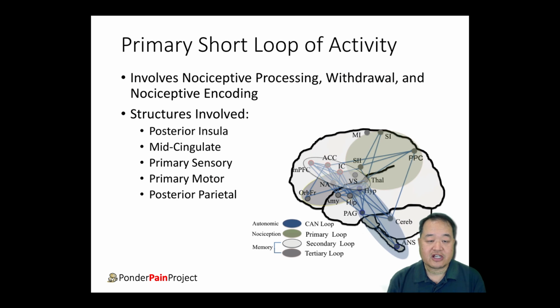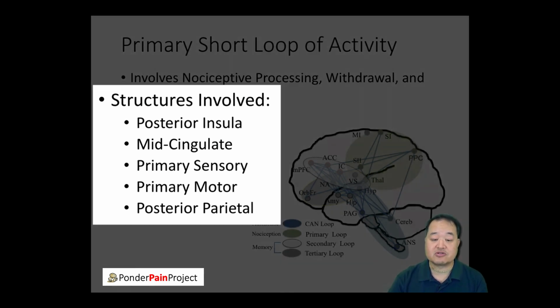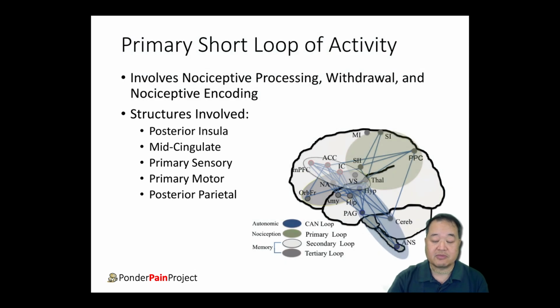So if we look at the primary short loop of activity, that's the green loop, the nociceptive loop. It's responsible for nociceptive processing and the initial withdrawal and coding of nociceptive information. The structures that are involved in this loop are usually the posterior cingulate cortex, the mid-cingulate, the primary sensory cortex, the primary motor cortex, and the posterior parietal cortex, the PPC.